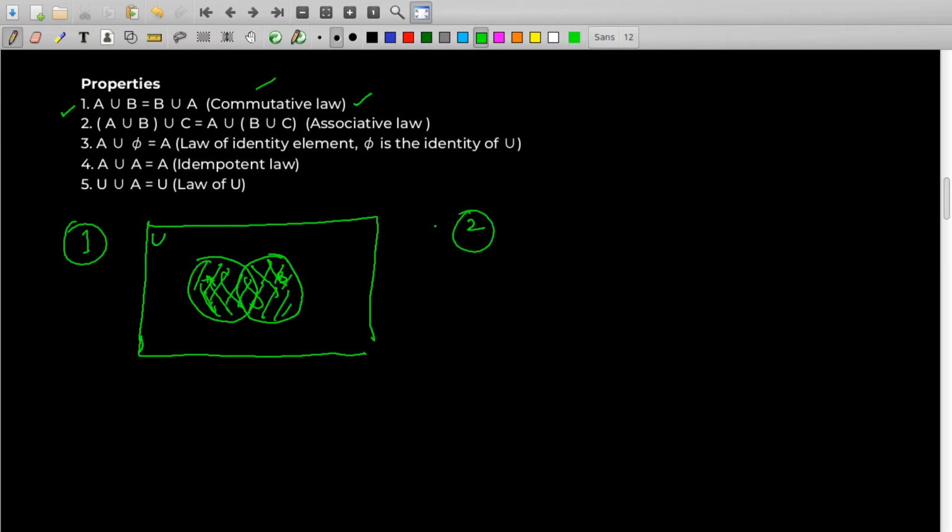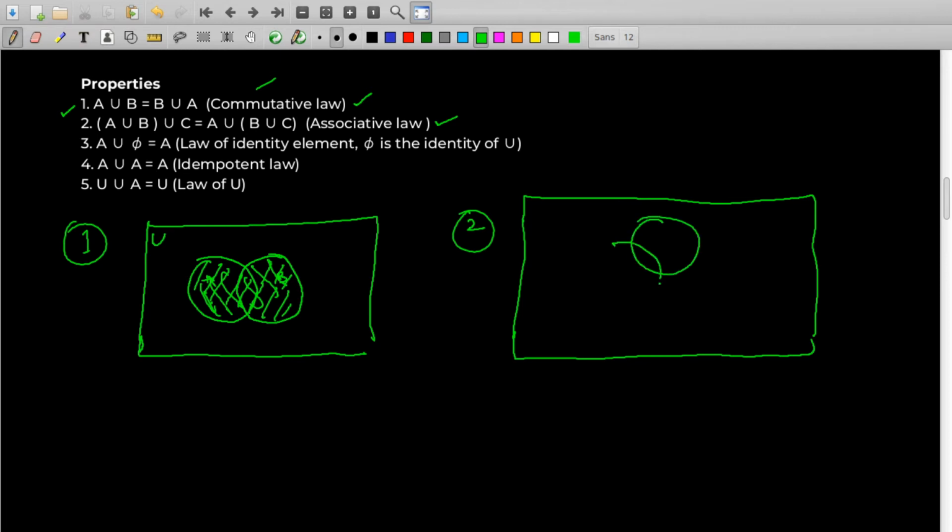Then let's move on to the next law. Let's not waste more time on that. It's called the associative law, which says that A union (B union C) is equal to (A union B) union C. Let's take three sets here, because we have three sets in an associative law. So if you take one set here, and one set here, all of the three are intersecting. Let's say this is A, this is B, and this is C.